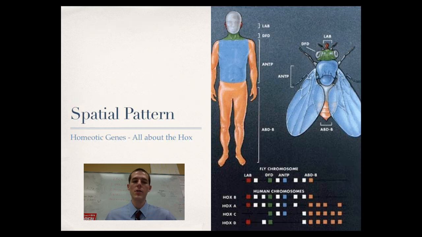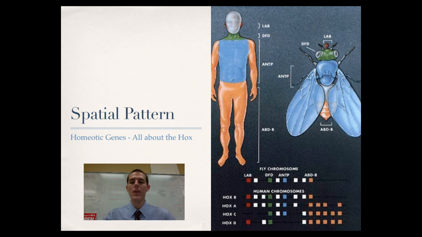Next thing to talk about is spatial pattern. We've talked about homeotic genes. Those are the genes that control what goes where. We have talked about Hox genes, which, like on the right there, the same genes that control where the torso goes in a human control where the thorax goes in a fly. You know, it's about the same thing. If you take the genes and rearrange them, you can get novel body forms.